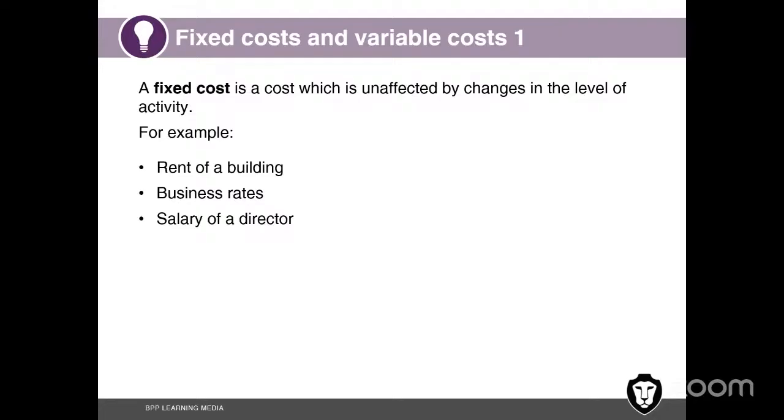Business rates. Well, we don't use that here, but that is also something that's normally fixed. The director's salary. The director might get a specific salary, $500,000 a month. That's the director's salary. It's fixed. It doesn't change. It doesn't matter if you produce a lot or produce little, the director is going to get basically the same salary.